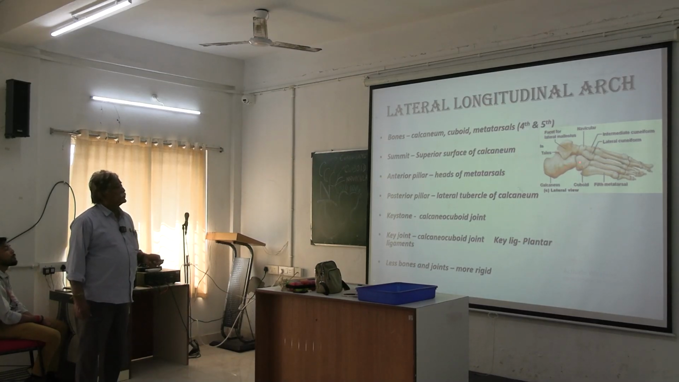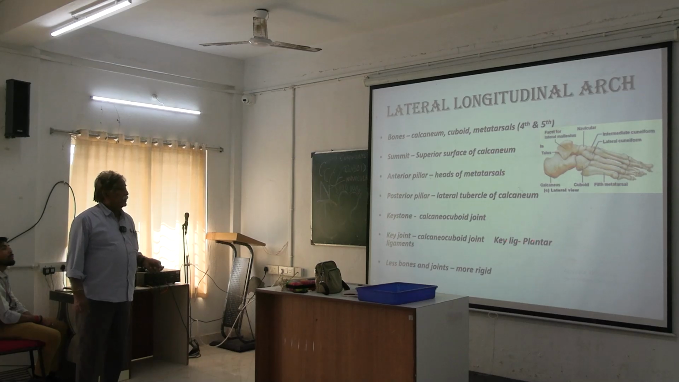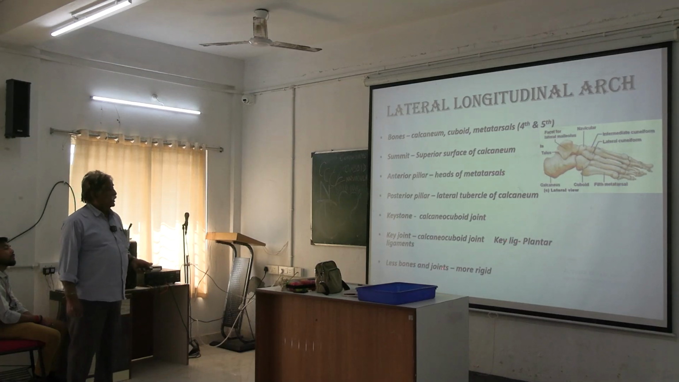Calcaneocuboid, this keystone, this is the arch. Okay, longitudinal arch. Keystone: calcaneocuboid joint, the key joint. Key ligament: the plantar ligament. When you dissect or see the prosected body, you will see your plantar ligament. Fewer bones and joints are more rigid.